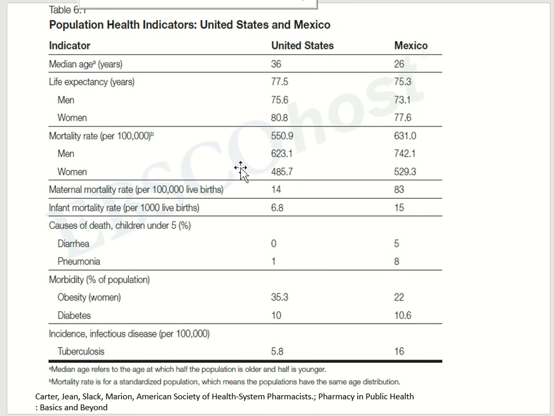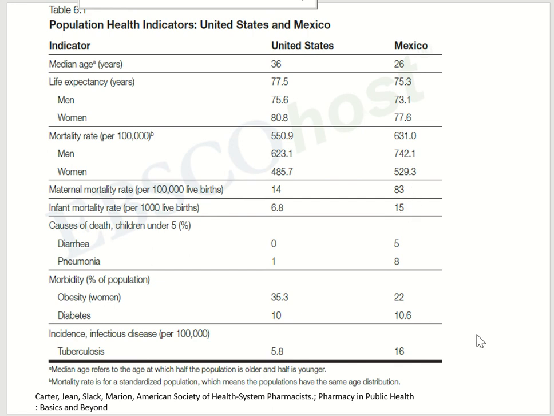These are not crude, these are adjusted, and therefore both US and Mexico have been modeled to look like the standard population, and you end up with 623 deaths per 100,000 for the men in the US compared to 742 in Mexico. It's higher in Mexico, and therefore you can conclude that there is more mortality in Mexico. Maternal mortality rate per 100,000 live births, 14 in the US, 83 in Mexico. You can see how much higher it is in Mexico, much, much higher.